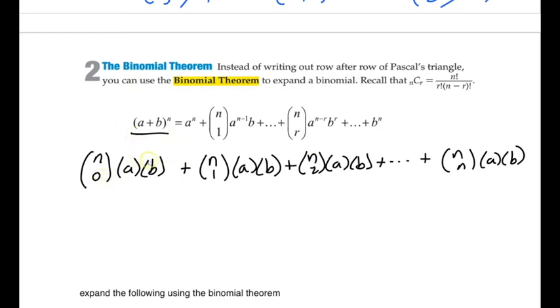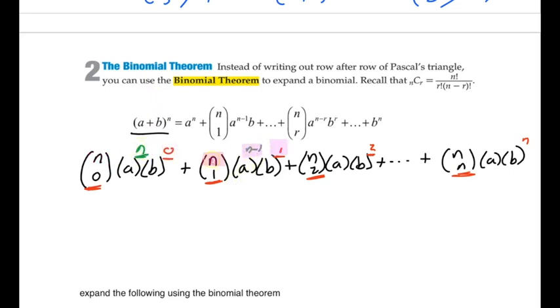We start with 0. The first thing is these two always match. If that's a 0, this is a 0. That's a 1, this is a 1. That's a 2, this is a 2. If that's an n, that's an n. Second thing, the power here and the power here have to add up to be that n right there. In this case, 0 and n, 1 and n minus 1.